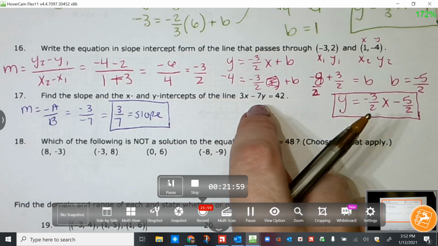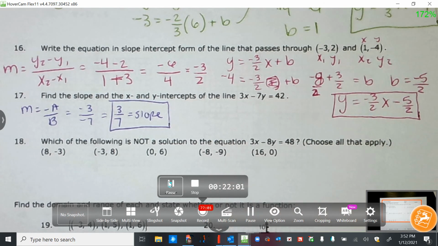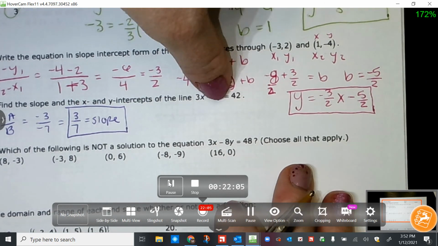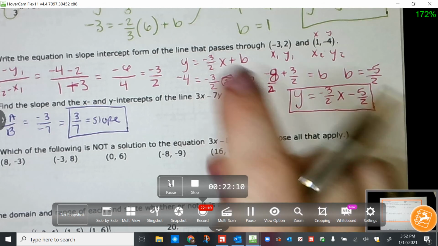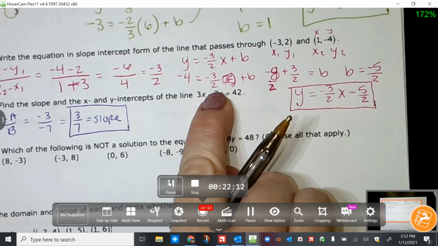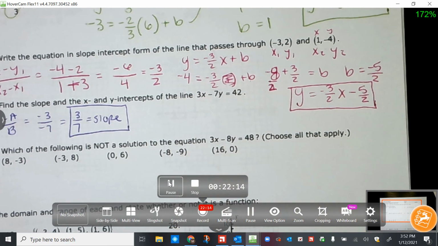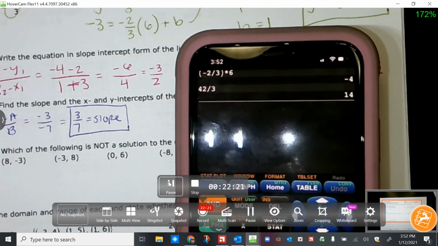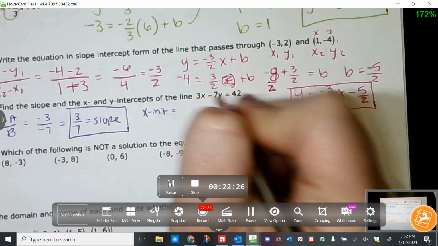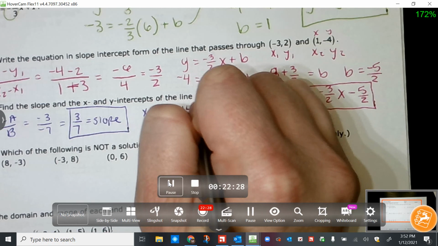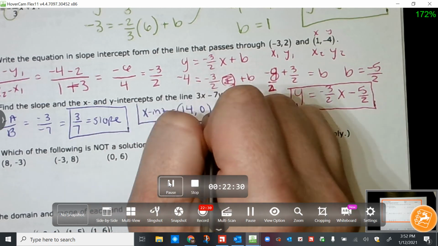When you do the cover-up method, to find the x-intercept, you're going to cover up y, because remember, for your x-axis, y is 0. So when we cover that up, we divide both sides by 3. So 42 divided by 3, if you type it in your calculator, is 14. So I know my x-intercept is 14, 0, because remember, it's where y is 0.